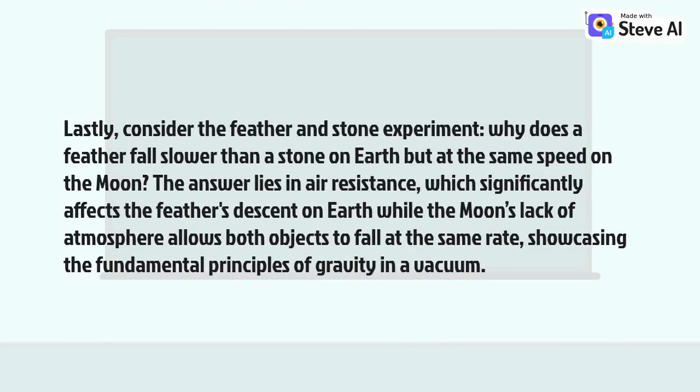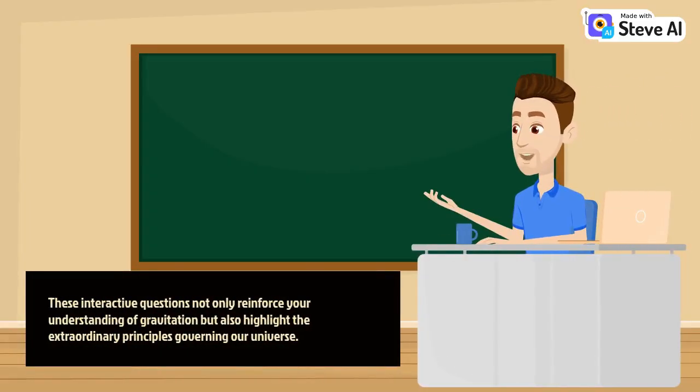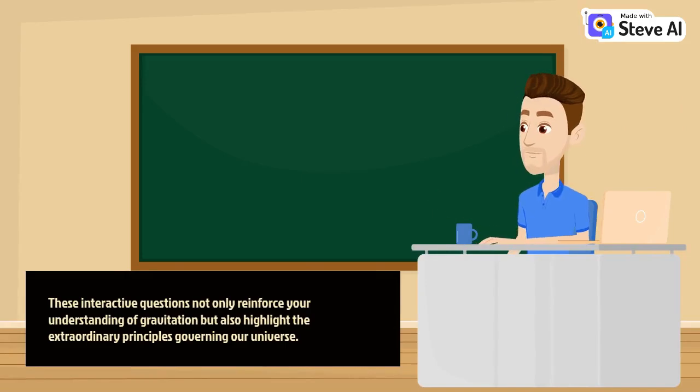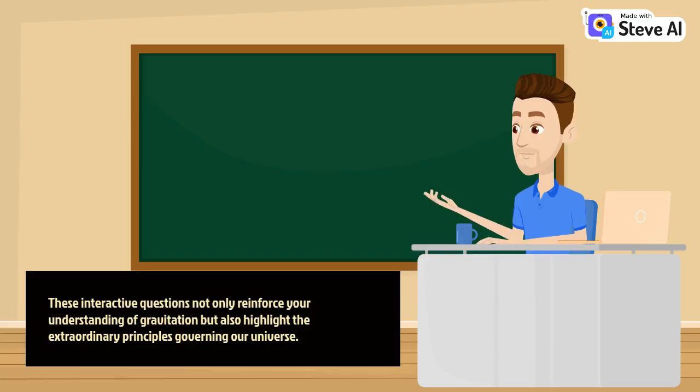Lastly, consider the feather and stone experiment. Why does a feather fall slower than a stone on Earth but at the same speed on the Moon? The answer lies in air resistance, which significantly affects the feather's descent on Earth, while the Moon's lack of atmosphere allows both objects to fall at the same rate, showcasing the fundamental principles of gravity in a vacuum. These interactive questions not only reinforce your understanding of gravitation but also highlight the extraordinary principles governing our universe.